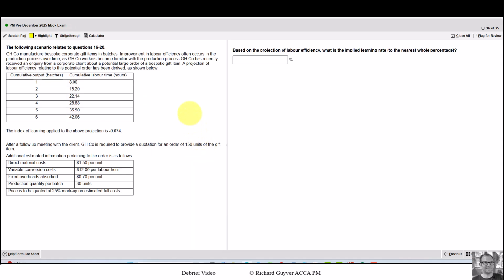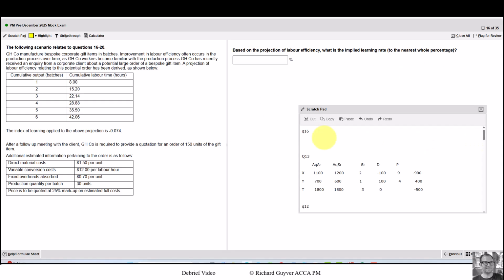So as with the section A videos, if you pause now to read through this, and we'll do this implied learning rate to the nearest whole percentage calculation next. To work out the learning rate from a set of cumulative hours, we need to remember when we double batches, so we go from 1 to 2 or 2 to 4 and then 4 to 8, the cumulative time will reduce by a fixed percentage, and that percentage is the learning rate.